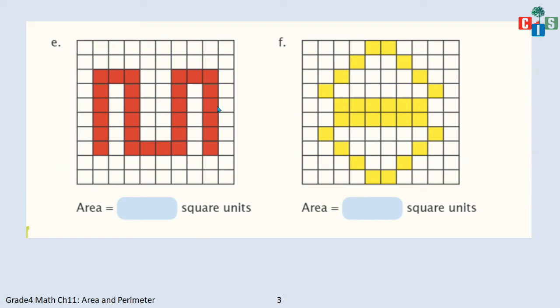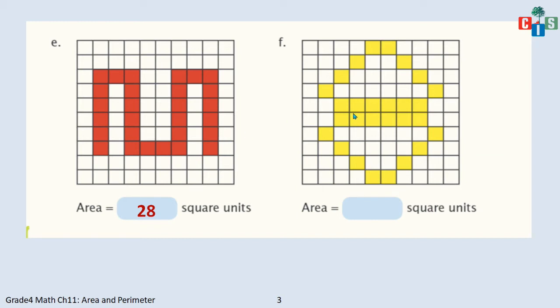Let's count. This is a figure. Now it's C. Simple one. 1, 2, 3, 4, 5, 6. 6 here, 6 here, 6 here and 6 here. So 6 four times. 6 fours are 24, here 25, here 26, 27 and 28. So I have 28 square units which are colored. You can count any way, whichever way you find comfortable.